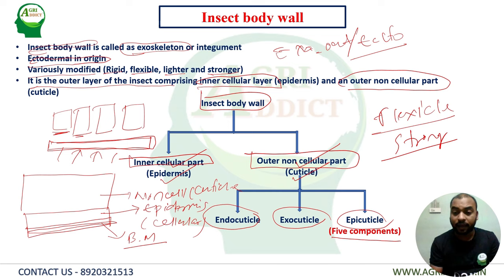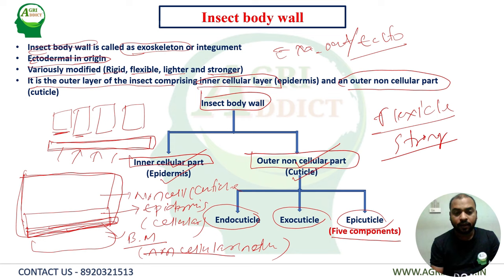That means this is a barrier. So what will happen? This will resist the cuticle from attaching to other body parts. And this basement membrane is non-cellular in nature. So this full thing is called the insect integument or the body wall. First is the basement membrane, that is a non-cellular layer. Epidermis is the cellular layer and the cuticle is a non-cellular layer.